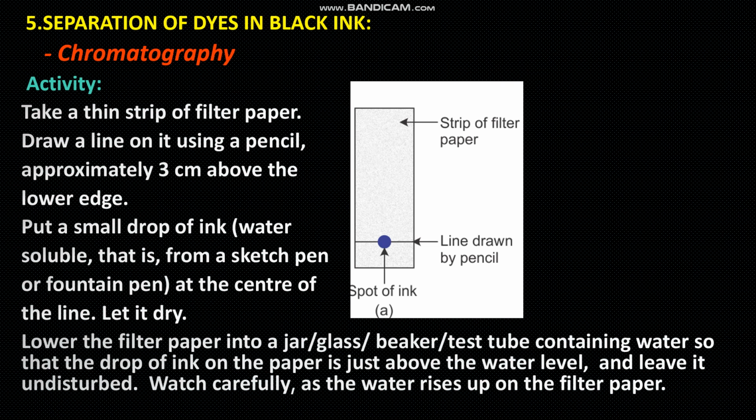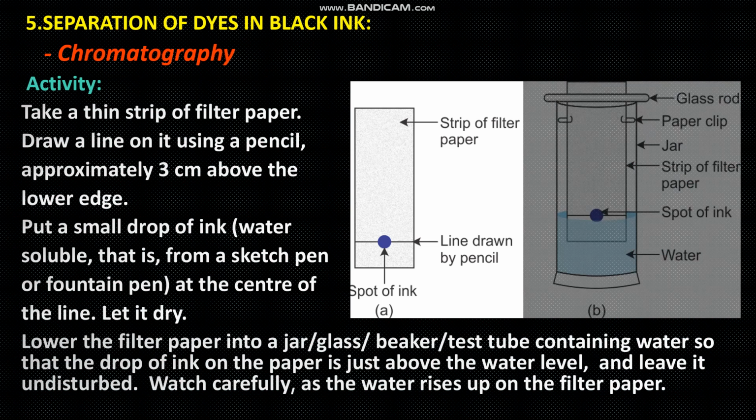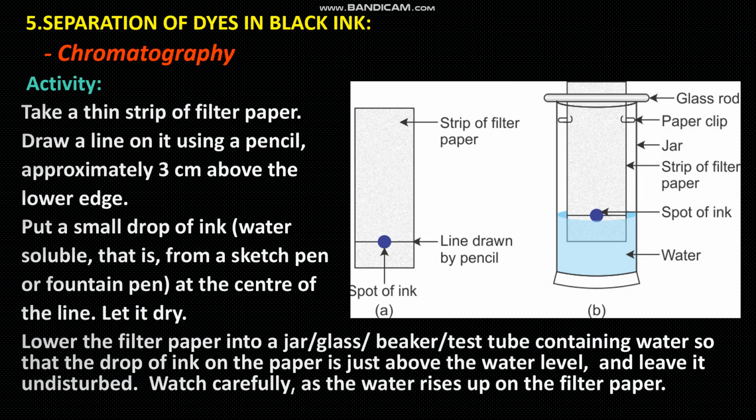Next, what do we have to do? We have to lower the filter paper into a jar or a glass or a beaker or a test tube containing water, so that the drop of ink on the paper is just above the water level. So here we have lowered this filter paper into a jar. You can take a jar, otherwise a glass or a beaker or a test tube containing water, so that the drop of ink on the paper is just above the water level.